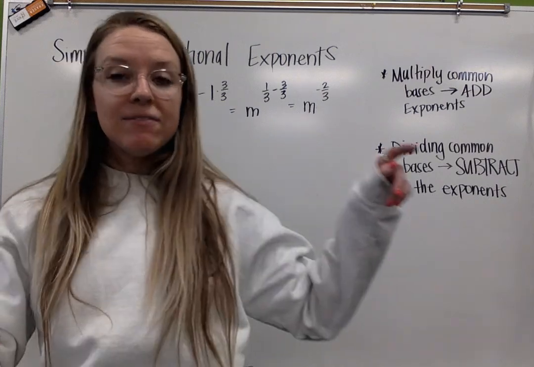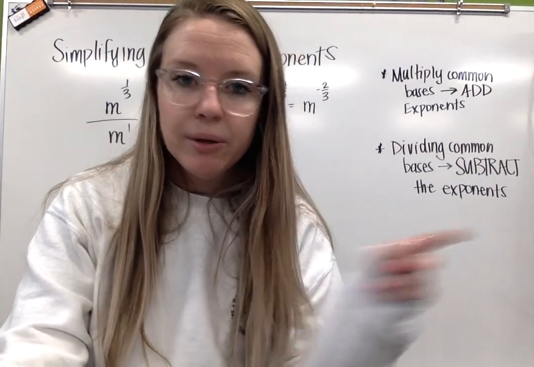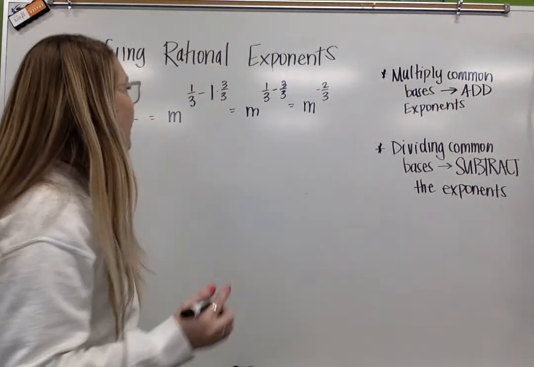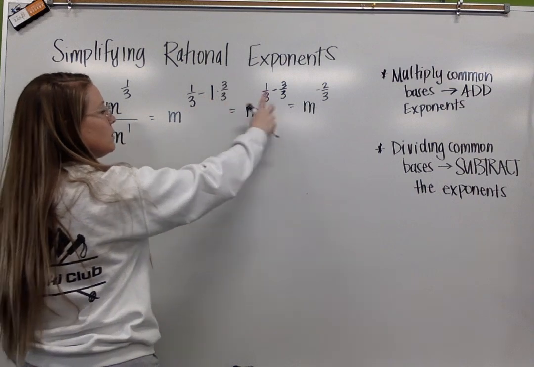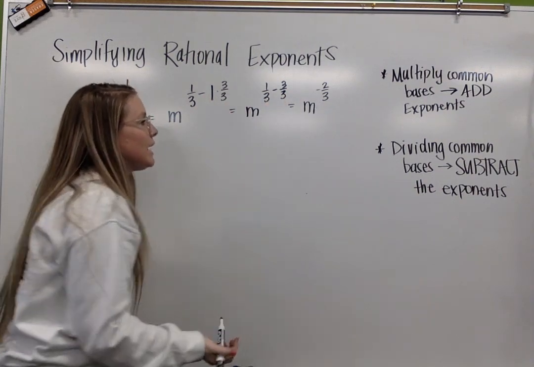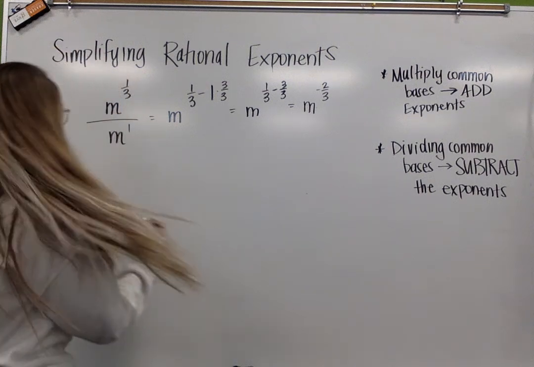For now, I'm going to leave that as a negative exponent, but in a future video, I'm going to show you what to do with that one. But right now, we're good, okay? So again, to subtract, 1/3 minus 1, I got a common denominator, and I'm left with m to the negative 2/3. So let's look at one more.